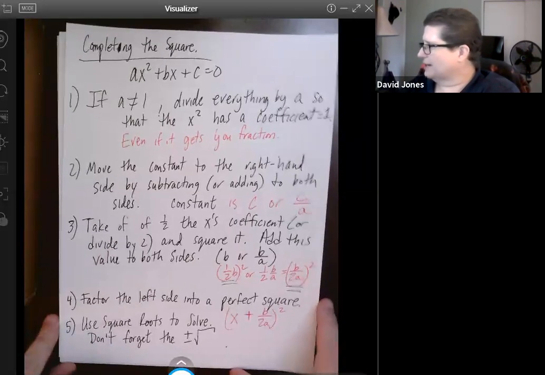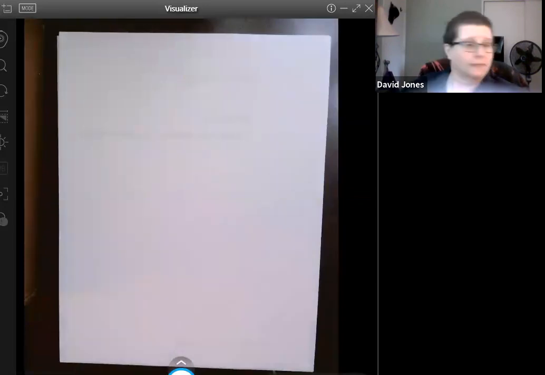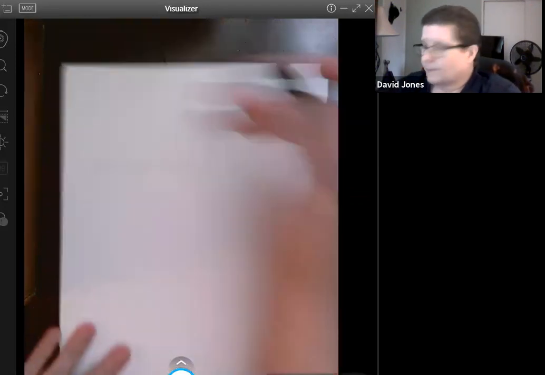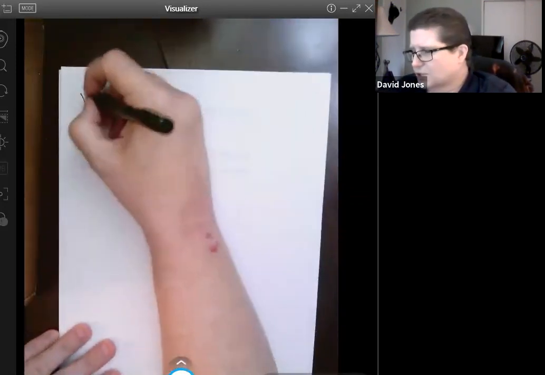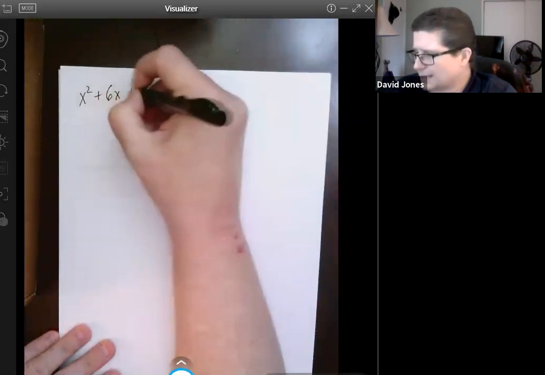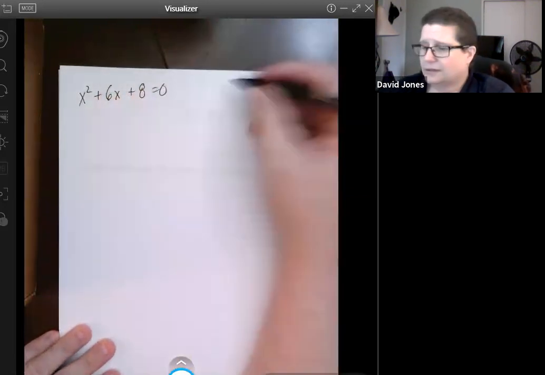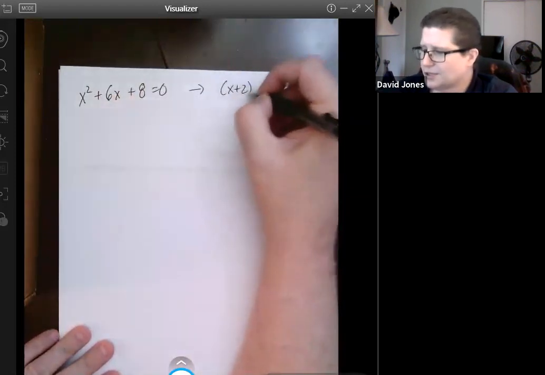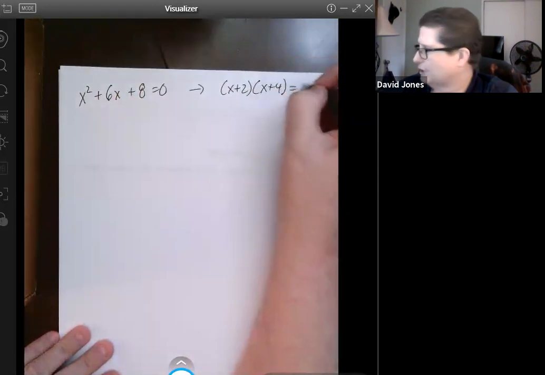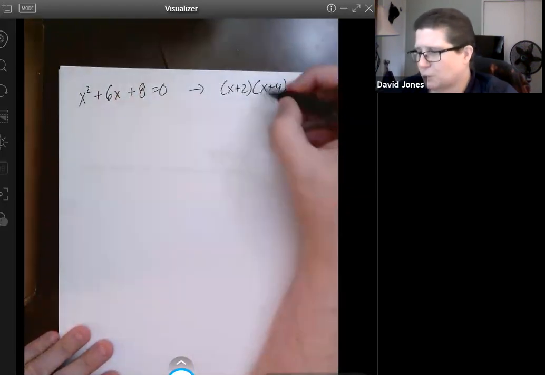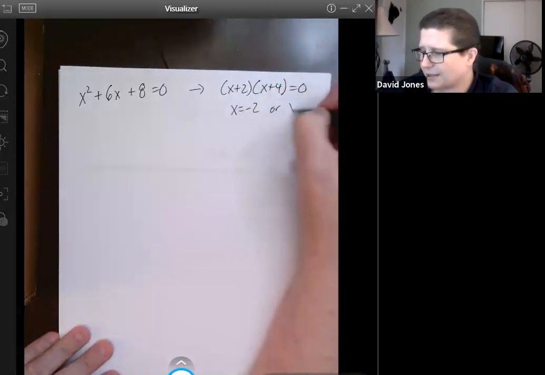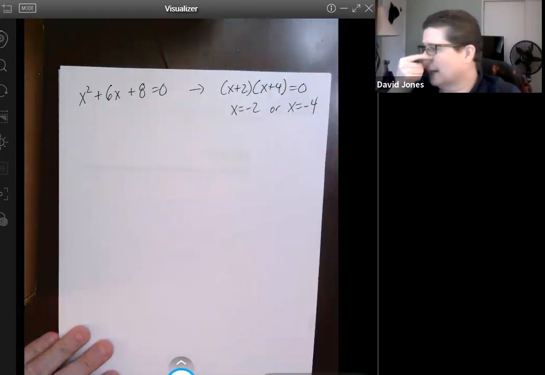All right, so let's look at another example. We've got x squared plus 6x plus 8 equals 0. I'm going to point out, we know we could factor this. We're going to get x plus 2 times x plus 4 equals 0. And if we use the zero product approach, we're going to get x equals -2 or x equals -4. Those will be our answers.